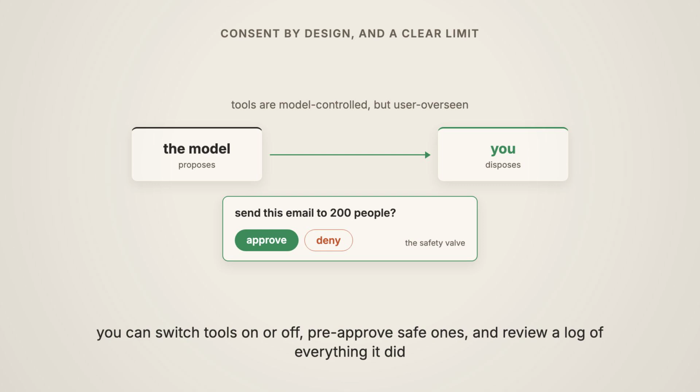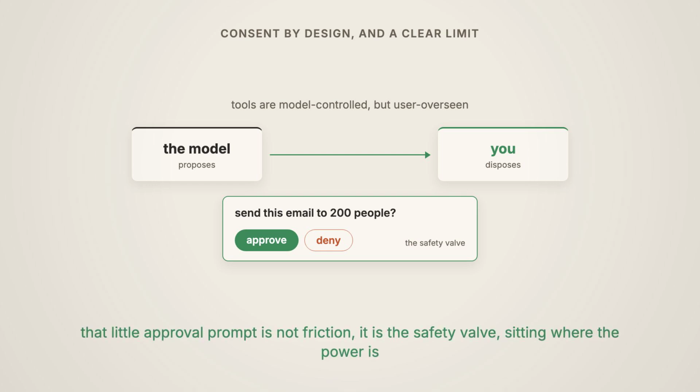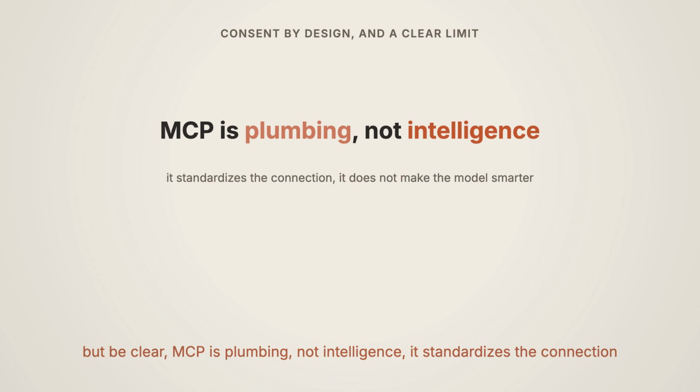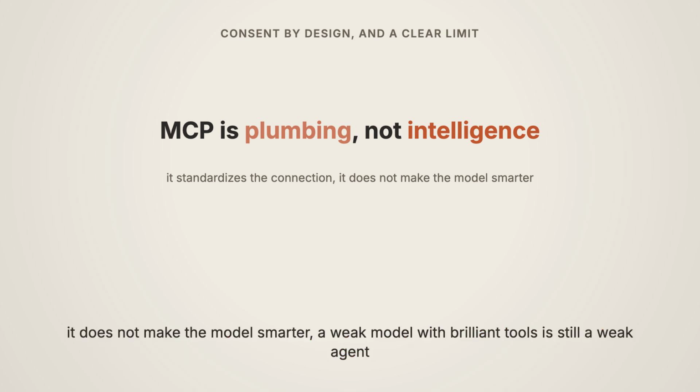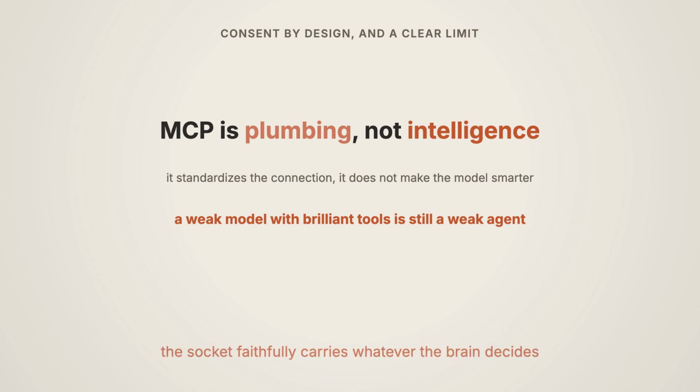That little approval prompt before an agent sends an email or deletes a file is not friction for its own sake. It is the safety valve, sitting where the power is. But be clear about what MCP is and is not. It is plumbing, not intelligence. It standardizes the connection. It does not make the model smarter, and it does not judge whether a tool call is wise. A weak model with brilliant tools is still a weak agent. The socket faithfully carries whatever the brain decides.